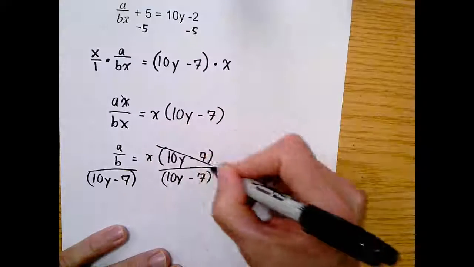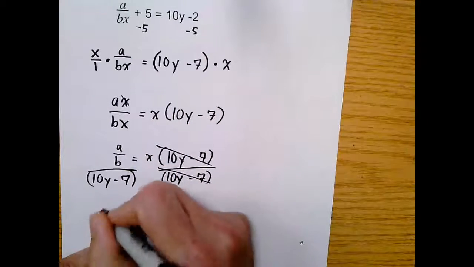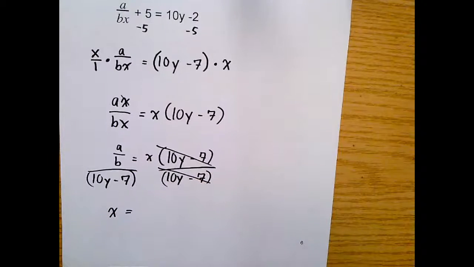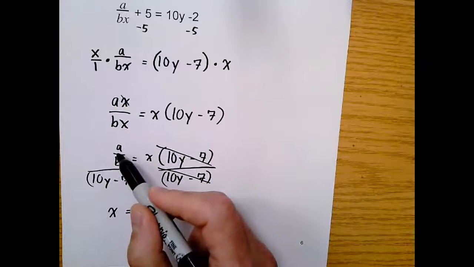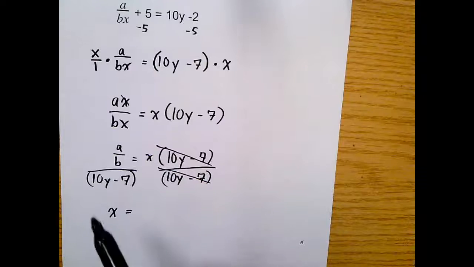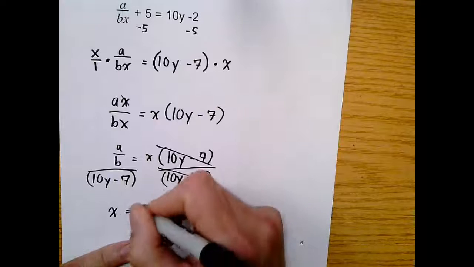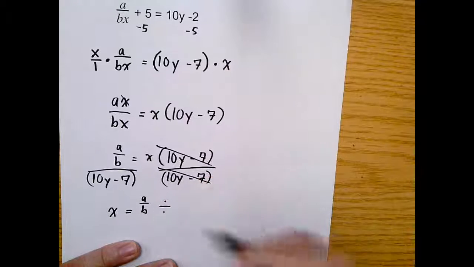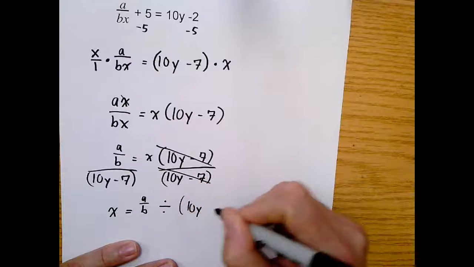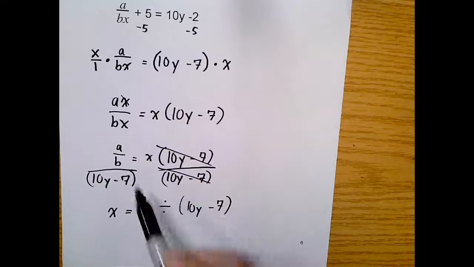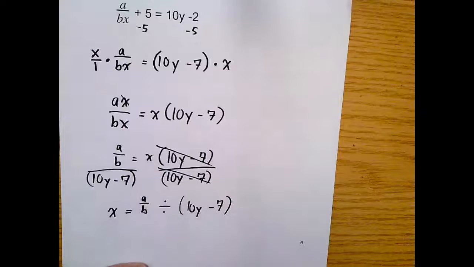So these cancel. And what I get here is x equals, and I want you to read this, and I encourage you, read this out loud. Say these words, a over b divided by 10y minus 7, right? If you read it and write what you read, you can really help yourself see what's happening here. So I said a over b divided by 10y minus 7. And see, when you write it horizontally, it does not look nearly as weird and intimidating.